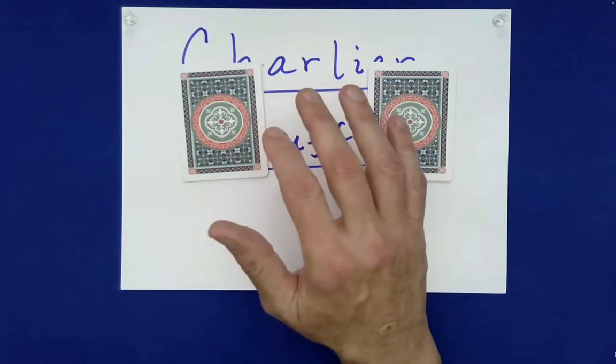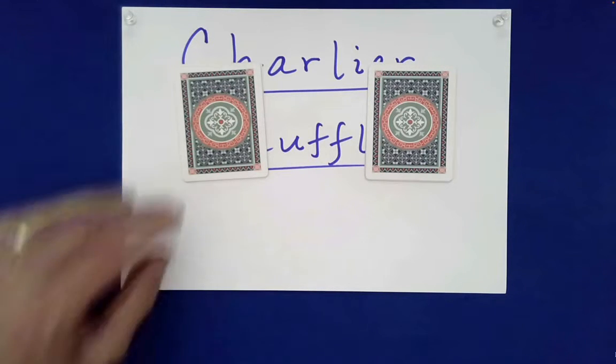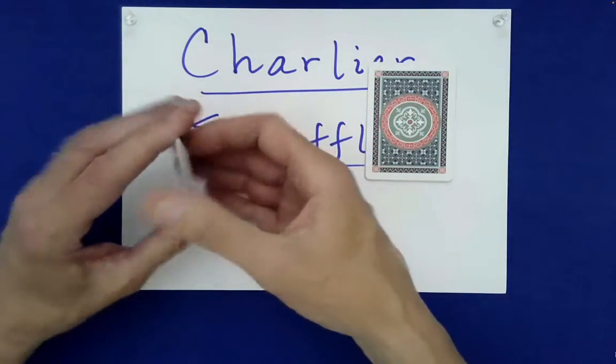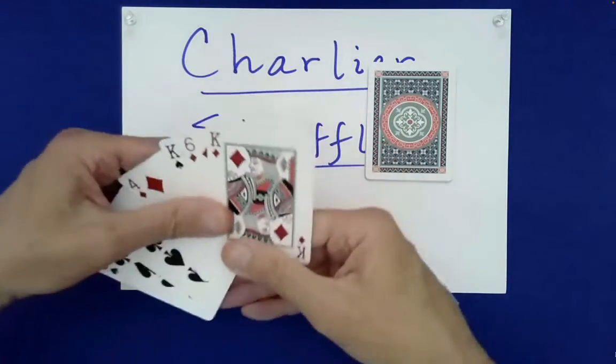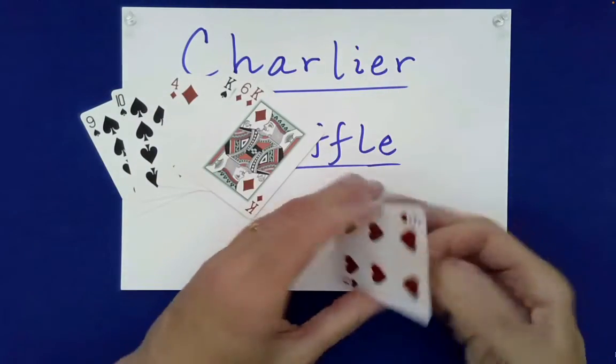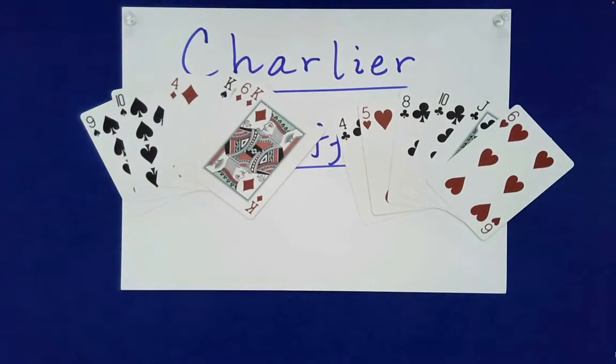Oh, that's interesting. We've divided the clubs and the hearts from the spades and the diamonds. Is that even possible? Let's take a look. I'm claiming that we separated the clubs and the hearts from the spades and the diamonds. Did we? It appears that we did. How in the world did we do that?